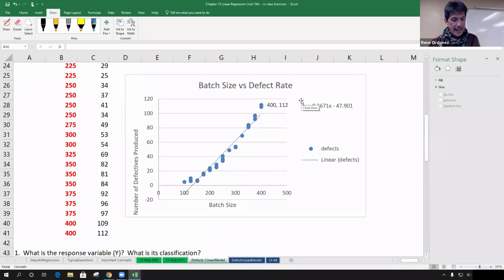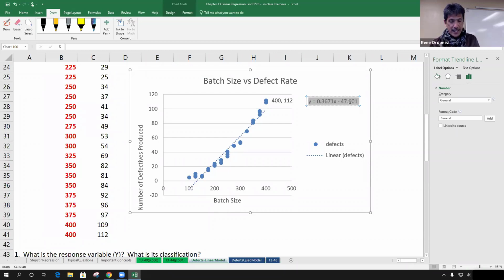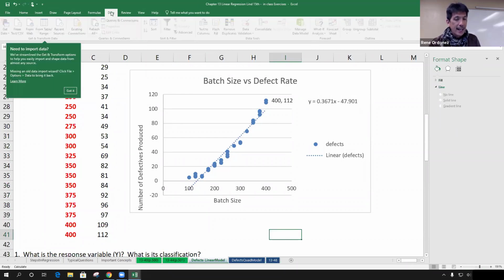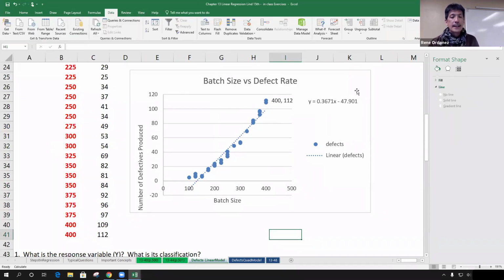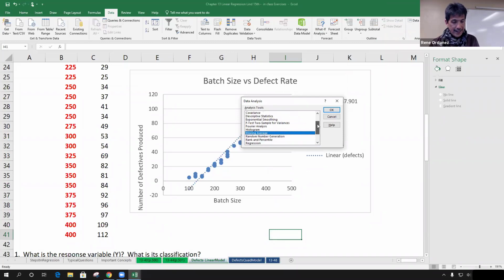Let's generate now the regression equation. Let's regenerate this using the data analysis module in Excel. I can now run regression analysis on the data that are presented.